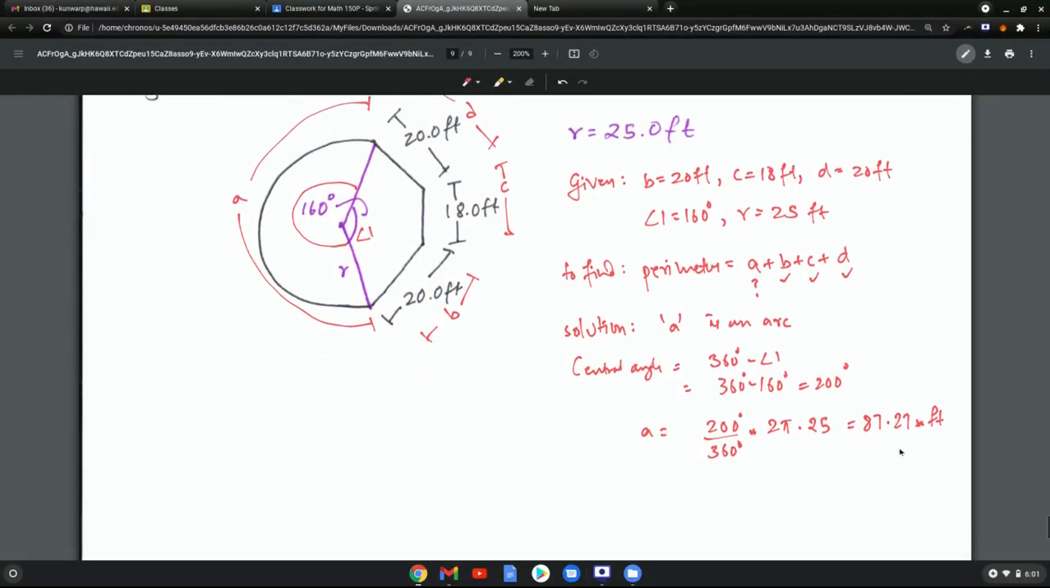So we are almost done, but not completely, because the perimeter is what we are trying to find. That's going to be 87.27 plus 20 plus 18 plus 20. And that comes out to 145.27 feet.